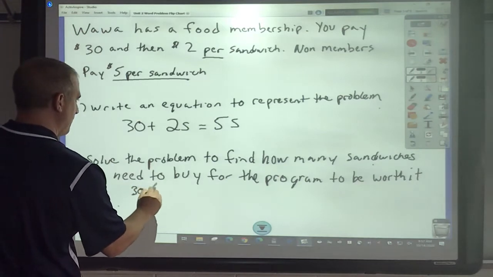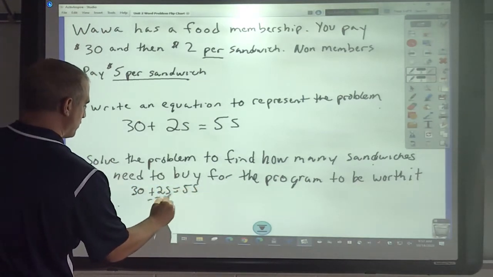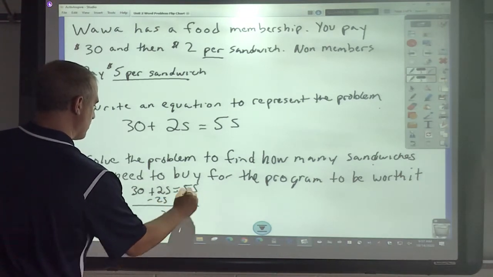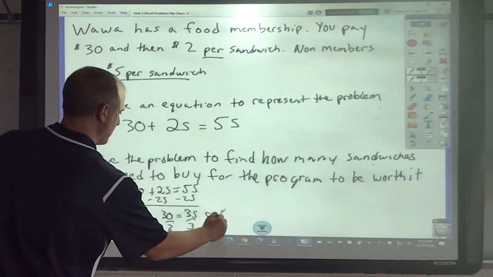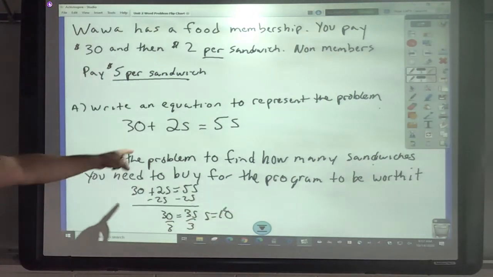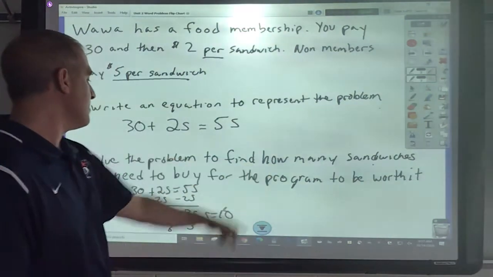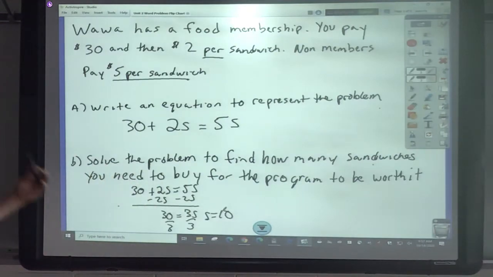So if I solve, I've got to get the variables on one side. So I would subtract 2s. I got 30 equals 3s, and divide by 3. S equals 10. So that answers the question. Solve the problem to find how many sandwiches you need to buy for the program to be worth it. So I'd have to buy 10 sandwiches for the program to be worth it, okay?